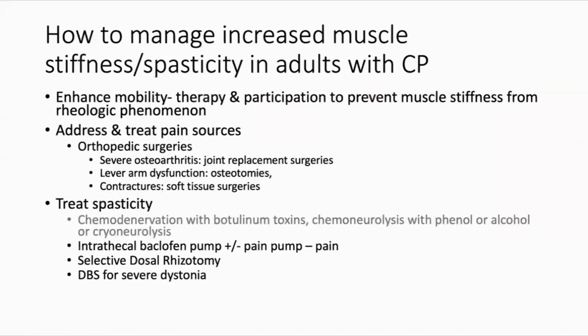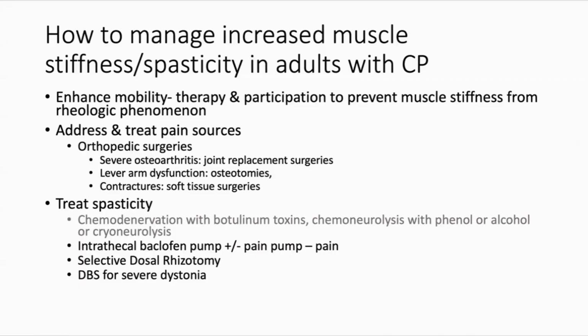So how do we manage increased muscle stiffness and spasticity in adults with cerebral palsy? As you see, we have to enhance mobility. Therapy and participation have to be applied to prevent muscle stiffness from rheologic phenomenon. In my adult CP clinic, the most common prescription is dancing, yoga, Pilates, participating in any kind of sports activities, and massage. And we also have to address and treat pain sources.